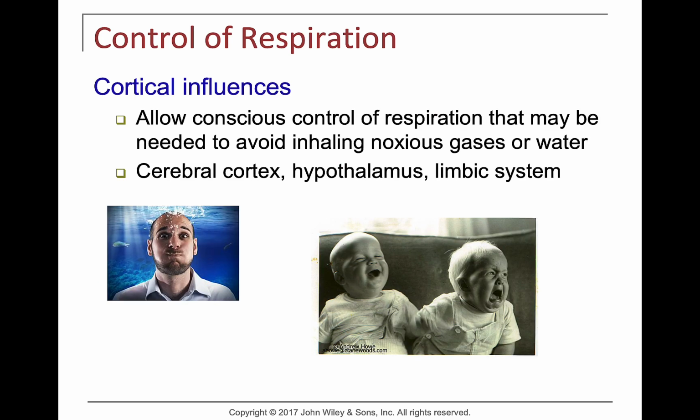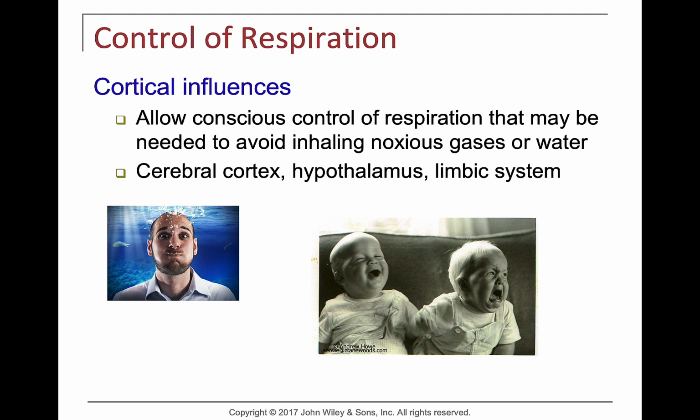We can alter that rhythm set by the VRG due to cortical influences, which means our higher brain center, the cerebral cortex, can tell us we need to alter breathing. So we see here the person holding their breath underwater and one baby crying and one baby laughing. So we can obviously change the rate of breathing as needed, even though that rhythm is set not under conscious control.